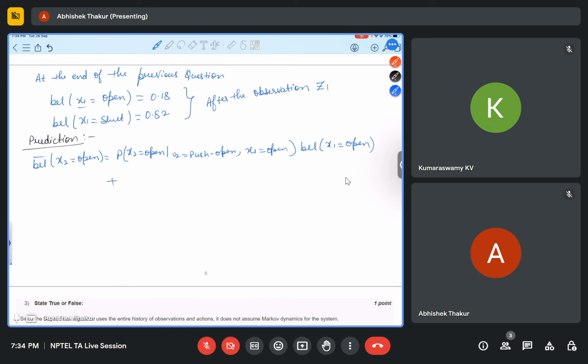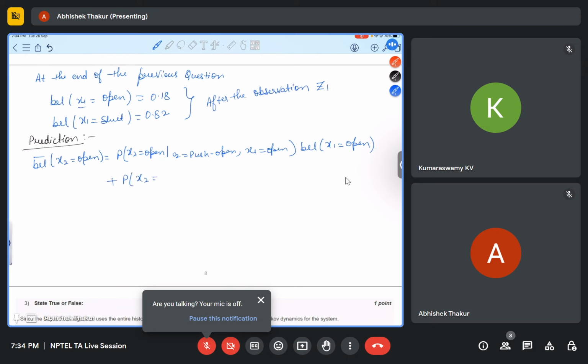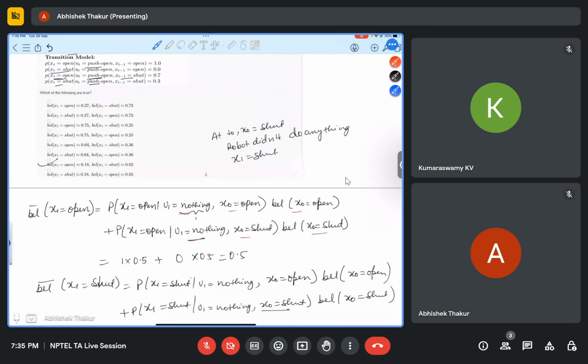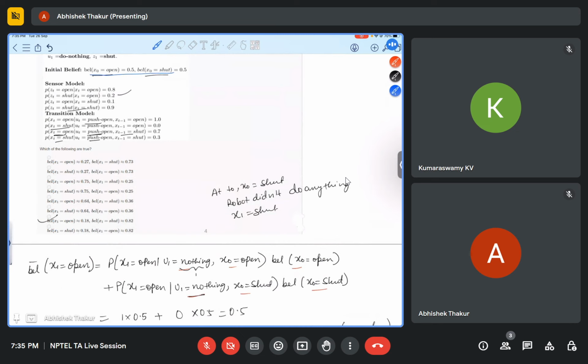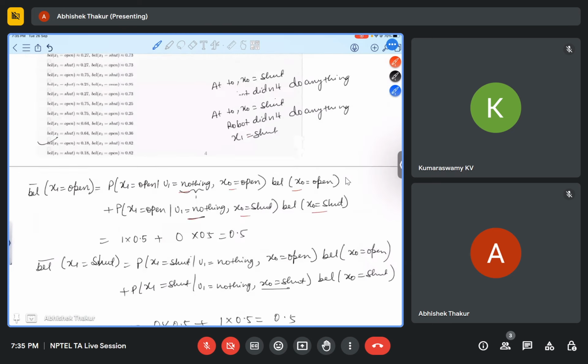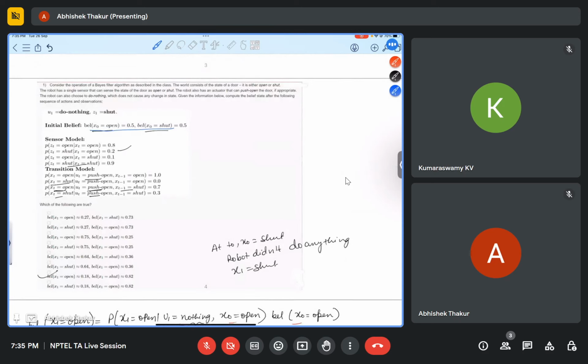So plus probability of x2 is equal to open, u2 is equal to push open, x1 is equal to sat, times belief of x1 is equal to sat. So in this question, we have belief of x1 is equal to open. It is given in terms of t, so we will put t is equal to 2. What we have to find? X2 open, u2 push open, and x1 open.